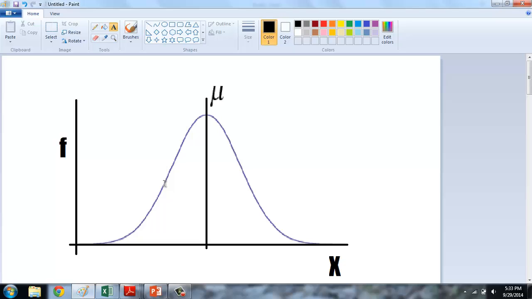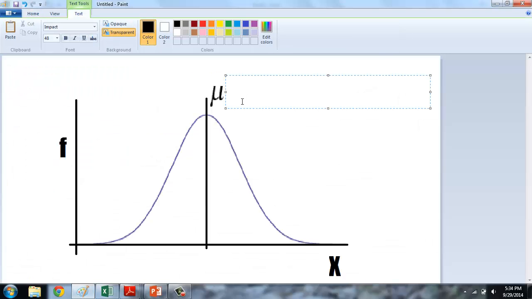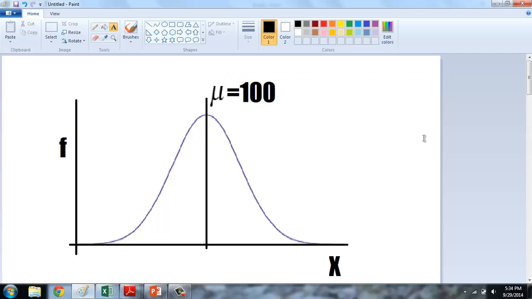One of the most important characteristics of a normal curve, or a normal distribution, is that it is symmetrical. The line to the left of the midpoint is identical to the line on the right side of the midpoint. It also means that the mean, median, and mode are all equal and at the very center of the distribution. 100% of observations fall within the area under this curve. In the case of our example, the mean is 100 and the standard deviation is 15. I'll label this graph and indicate that the mean is 100.